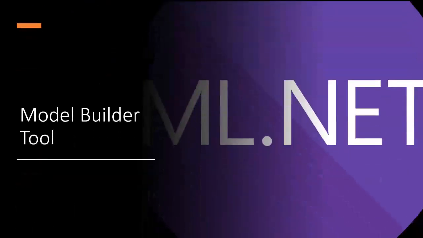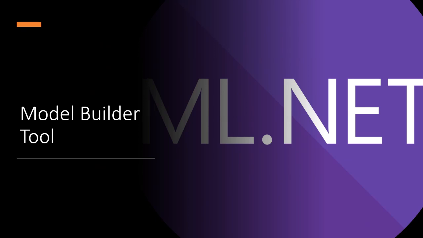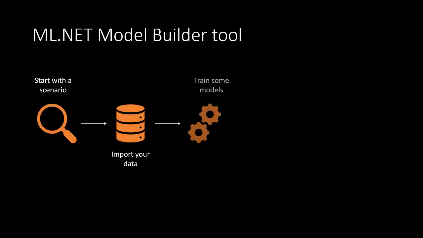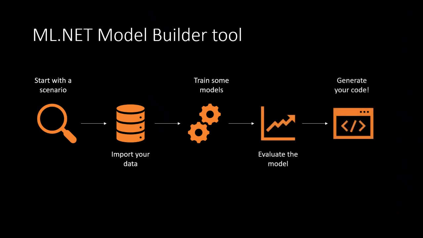So let's start with the Model Builder tool. Essentially, the Model Builder tool is a graphical tool that we can use to build, train, and deploy custom machine learning models. It uses AutoML, which is the process of automating the application of machine learning to real problems, to explore different algorithms that we can apply to our data, and then it finds the best one suited to the problem that we're trying to solve and recommends it.